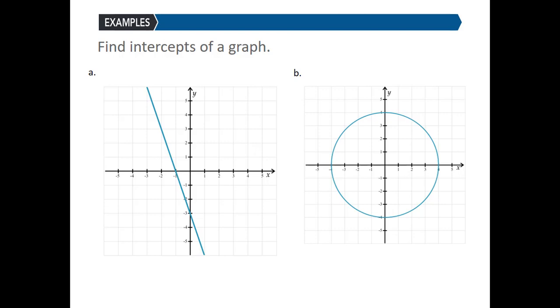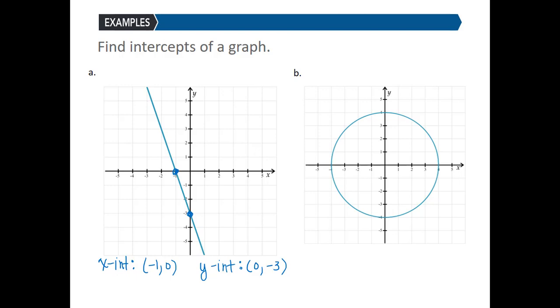The first one is a line that goes through -1 on the x-axis and -3 on the y-axis. And so our x-intercept then is this point where the graph crosses the x-axis, which that ordered pair is -1, 0. The y-intercept is a point where the graph crosses the y-axis, which is at the point 0, -3. A graph can have more than one x and y-intercept.